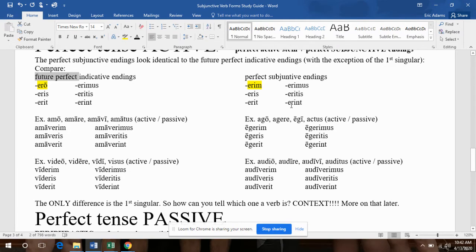So in that way, what you can see is that of the 6 forms of the perfect subjunctive, 5 would be absolutely identical to the future perfect indicative. So take a look at, let's go with audire. For all the forms that you have, audiveris, that could be either future perfect indicative or perfect subjunctive. It could be either one.